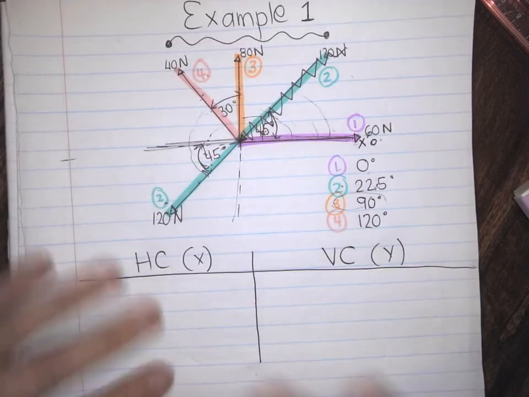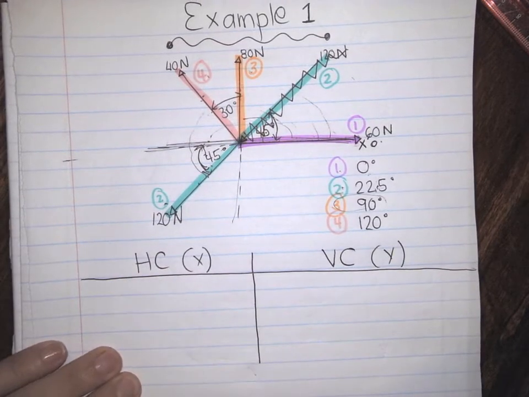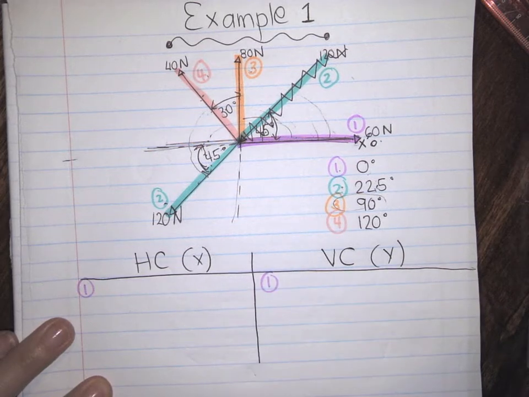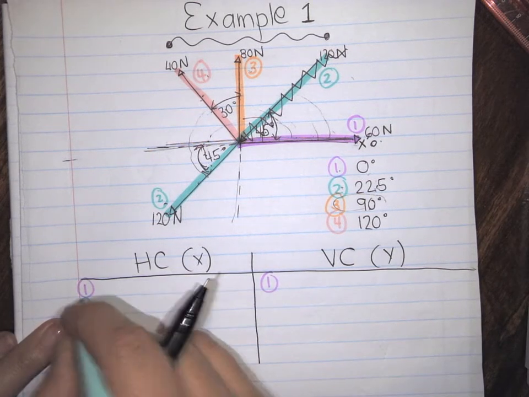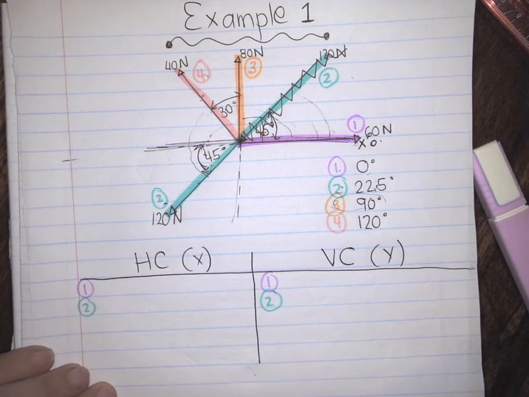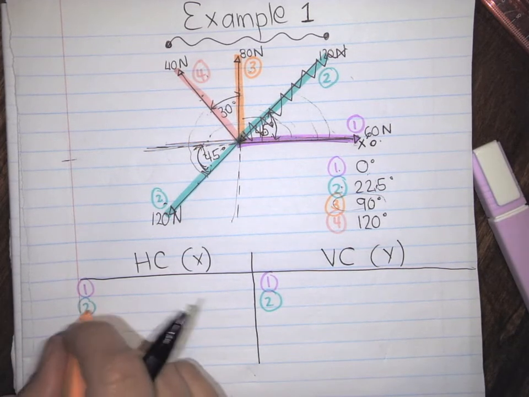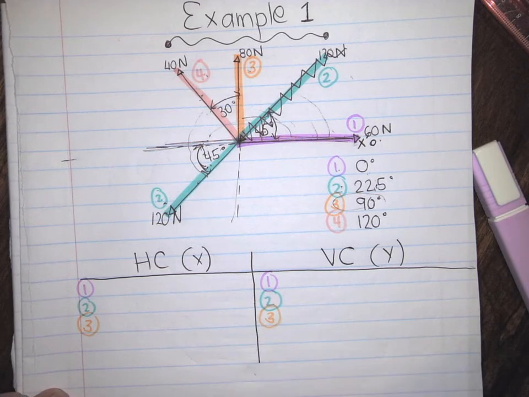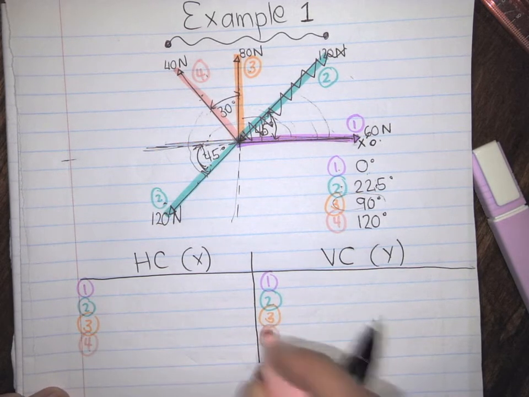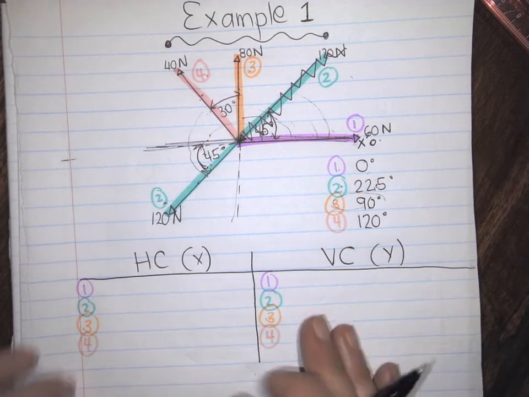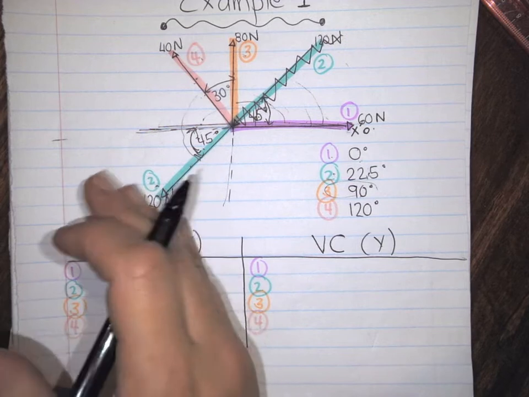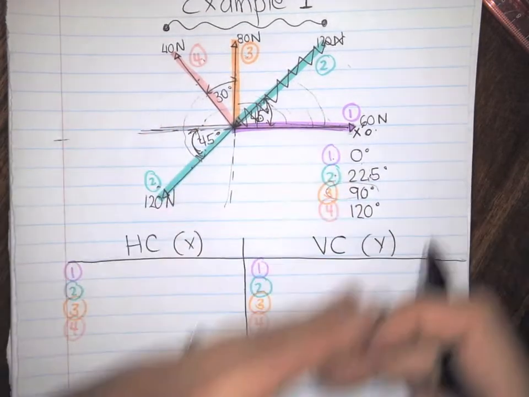Okay, so remember we have 4 forces, right? So we have to do number 1 on both sides, then number 2 on both sides. You can write this in pencil or with the highlighter that you numbered, it's fine. Then number 3 on both sides, and then number 4 on both sides. Okay, so now we know that we have to do horizontal components for all of them and vertical components for all of them.